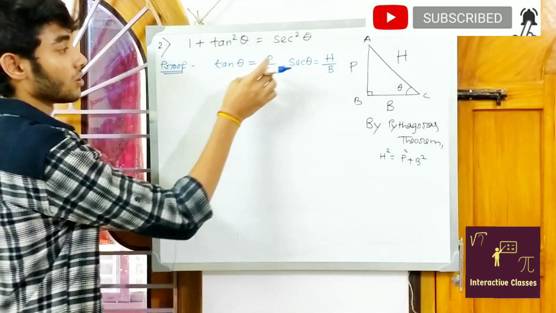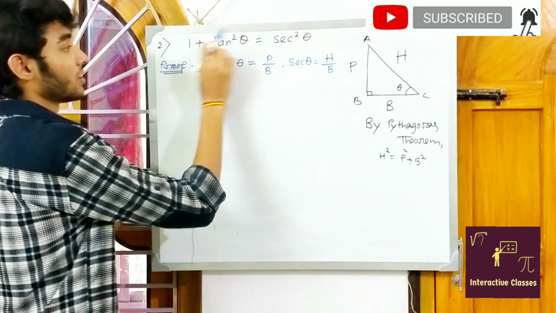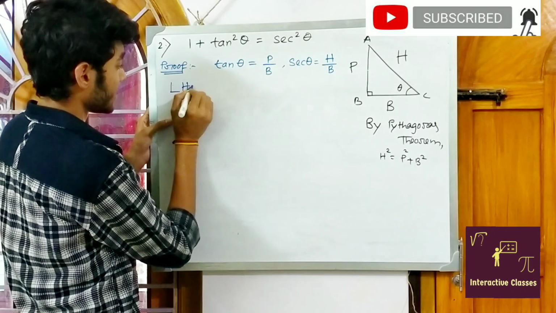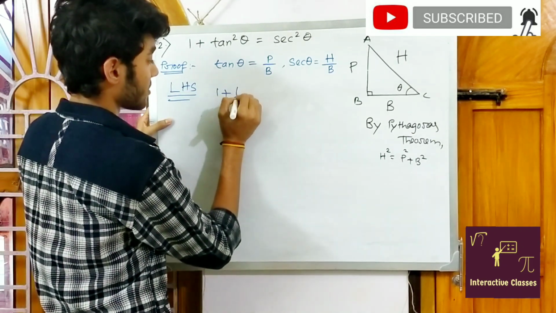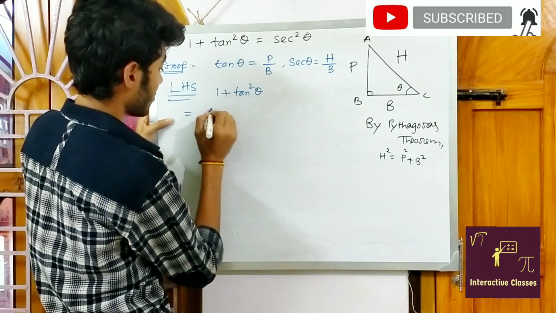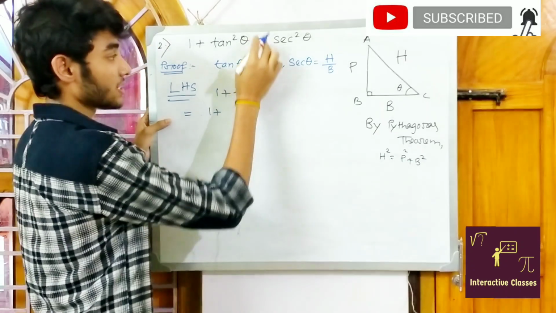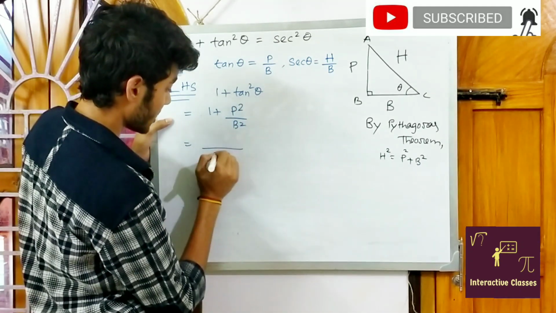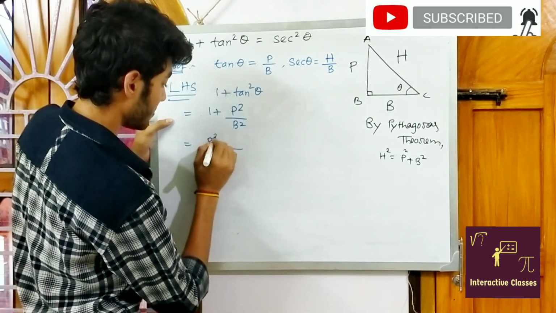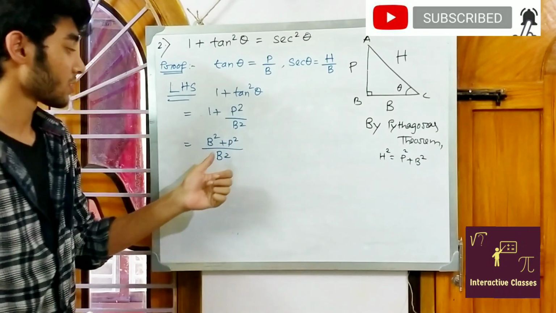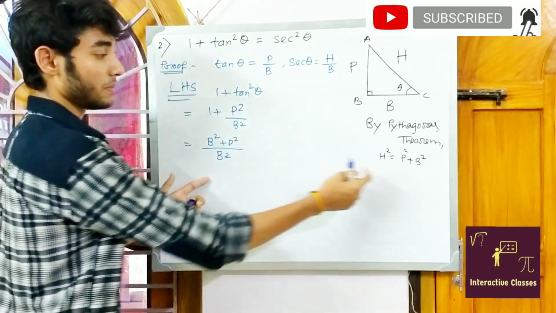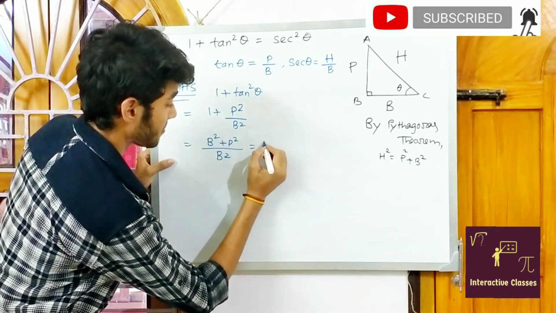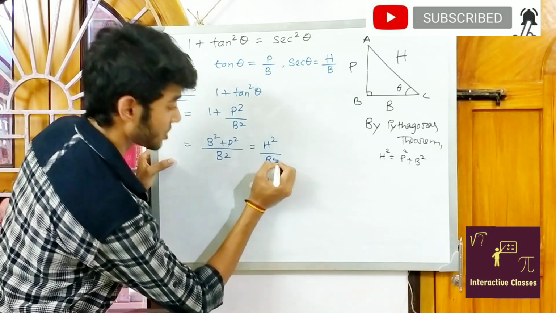Now putting the values of tan theta and sec theta over LHS and RHS, we can prove it. So LHS is 1 plus tan square theta, that is 1 plus P square upon B square. Now if we add this, we get B square plus P square, and again we know that B square plus P square is nothing but hypotenuse square. So it can be written as H square by B square.